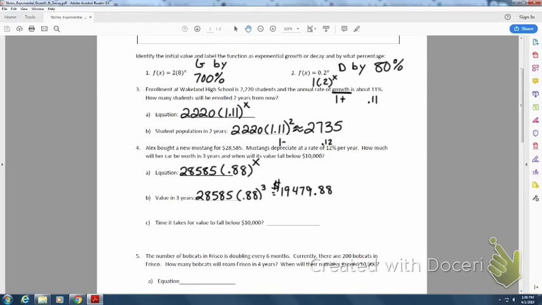On C, it says when will it fall below 10,000? We talked about a similar problem on this and how we're solving these right now. How would I do that? Okay, I'm going to put the original equation into y equals. And I'm going to go to the table, and I want to find the first x value that has a y value less than 10,000. So it would be after 9 years.